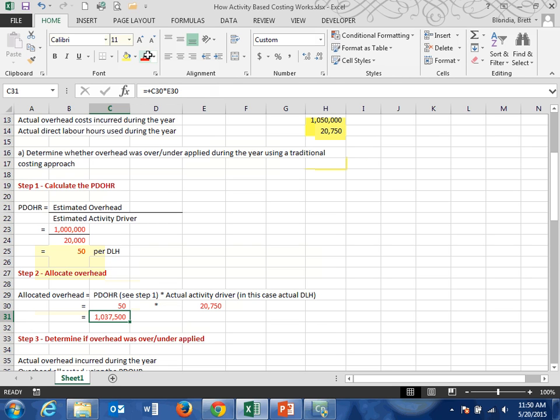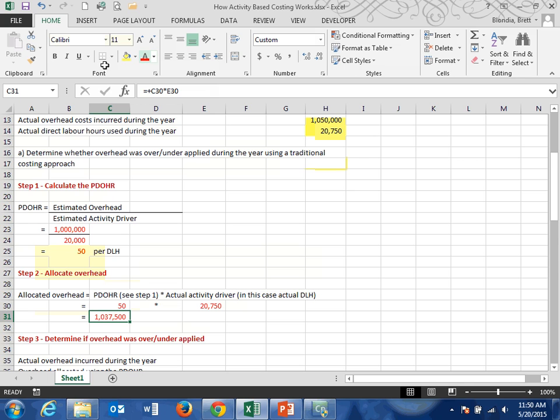This is how much I would have charged to either my jobs or my process. This is how much I charged or allocated in overhead during the year. Okay? So that's step 2. I allocated out $1,037,500 worth of overhead. All right? The third and final step is we have to decide whether we were over or under applied for the year.